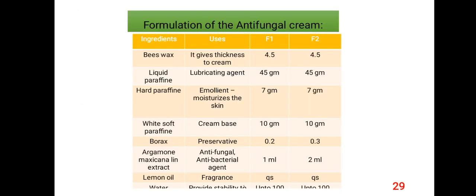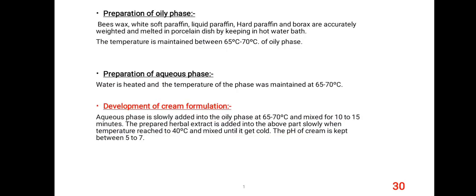For that, this is the ingredient table we need to formulate an antifungal cream. First, we need to prepare an oily phase. For that, beeswax, white soft paraffin, liquid paraffin, hard paraffin and borax are accurately weighed and melted in a porcelain dish. By keeping it in hot water, the temperature of the oily phase is maintained between 65 and 70 degrees Celsius. Preparation of aqueous phase: water is heated and the temperature of the phase is maintained at 65 to 70 degrees Celsius.